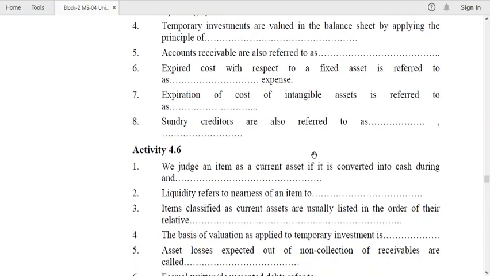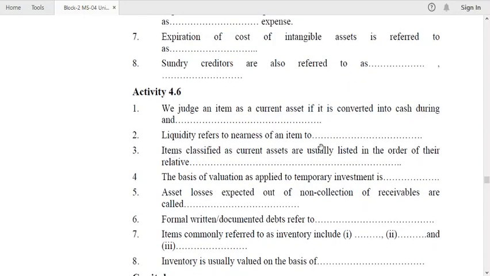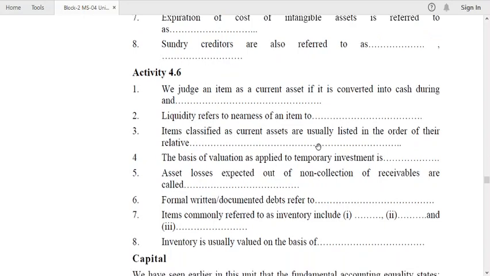Accounts payables. Account payable. We judge an item as a current asset if it is converted into cash during the current accounting period. Liquidity refers to nearness of an item to cash. Items classified as current assets are usually listed in the order of their relative liquidity.